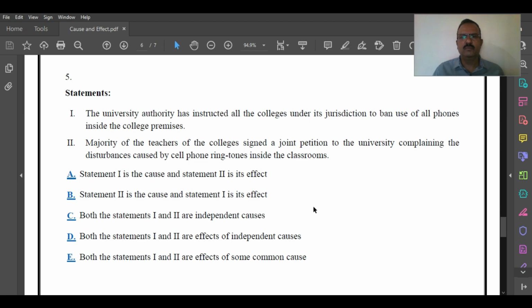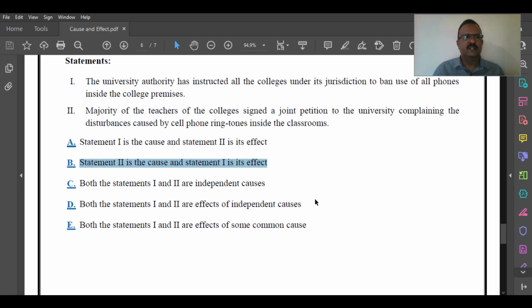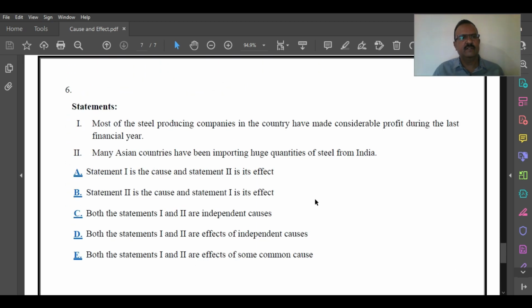So what will be the result? The university may take a decision to ban the use of all the phones within the college premises. So what can be the answer over here? Just understand that over here, the first one and the second one are correlated. So what is the answer for this? Simple, like I told you, statement 2 is the cause and statement 1 is its effect. We move on to the sixth one, the last one.